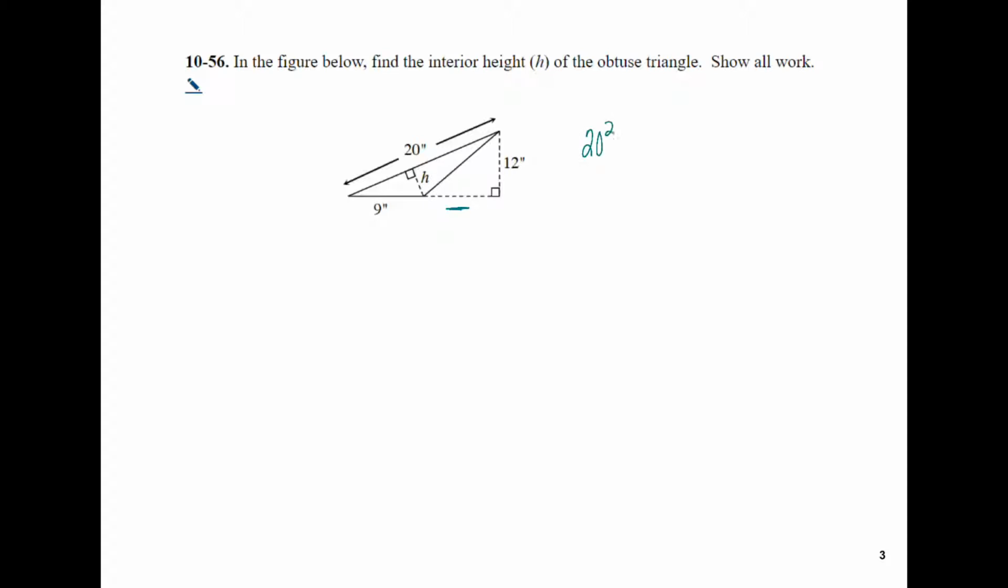So 20 squared is equal to 12 squared plus x squared, or x, we can say the quantity. If we make this piece x, we can say x plus 9 squared. So remember, when we square x plus 9, we need to write that out 2 times. 12 squared is 144, and 20 squared is 400.